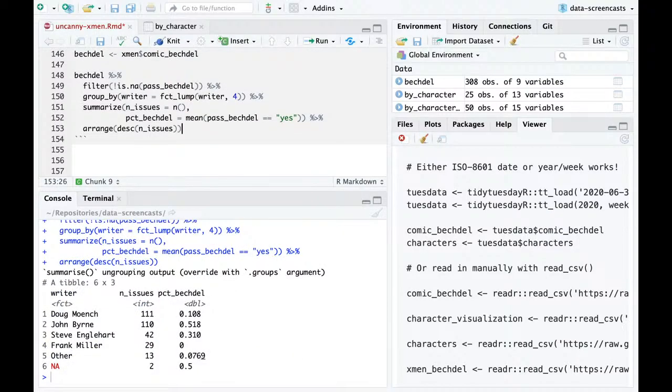The answer is there's a wide variation. Oh, Frank Miller. So yeah, that doesn't shock me. But the story is there's 4 writers that write a large number of issues, and Doug Moench has a really low rate of passing the Bechdel test, 10% of the issues. Steve Englehart a little higher, 30%. Frank Miller has written 29 issues, none of which passed the Bechdel test. Shame on you, Frank Miller.